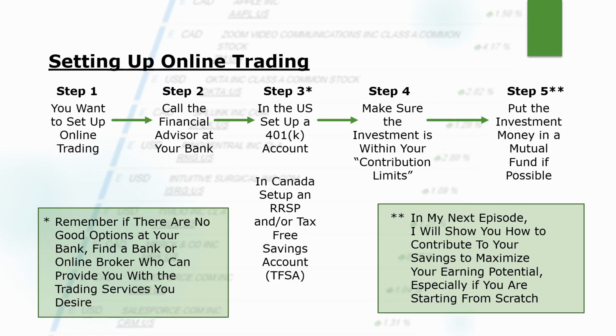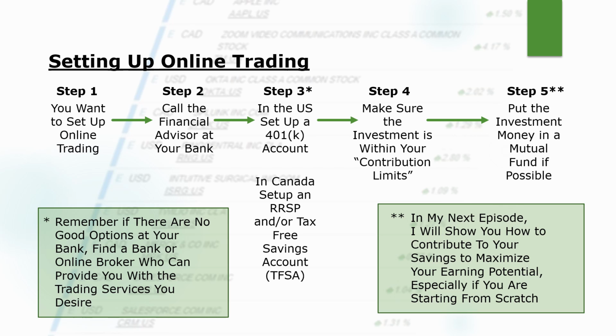Now, before we finish here, I want to do a quick summary of the episode because I know there's a lot of terms thrown at you all at once. In the first step, we want to set up our online trading account. So the first thing we do is make a phone call to our bank or to another financial institution, talk to a financial advisor, and set up an appointment. The financial advisor at your bank should be able to give you options on setting up different retirement savings accounts, or in Canada, your tax-free savings account.